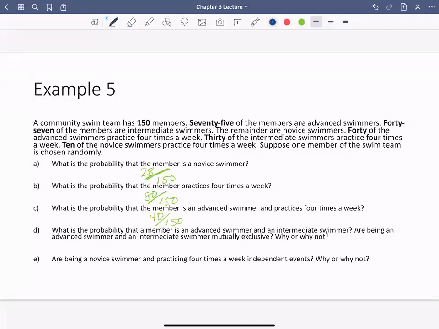The probability of advanced and intermediate is 0. They can't be both. Are being an advanced swimmer and intermediate mutually exclusive? Yeah, because you can't be both at the same time. Either one or the other.